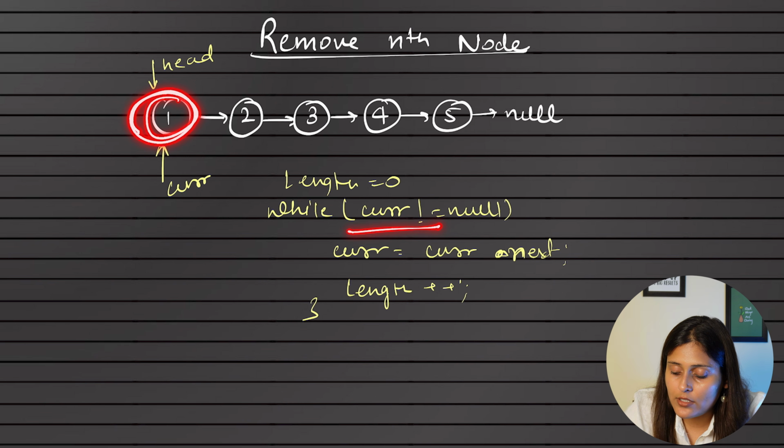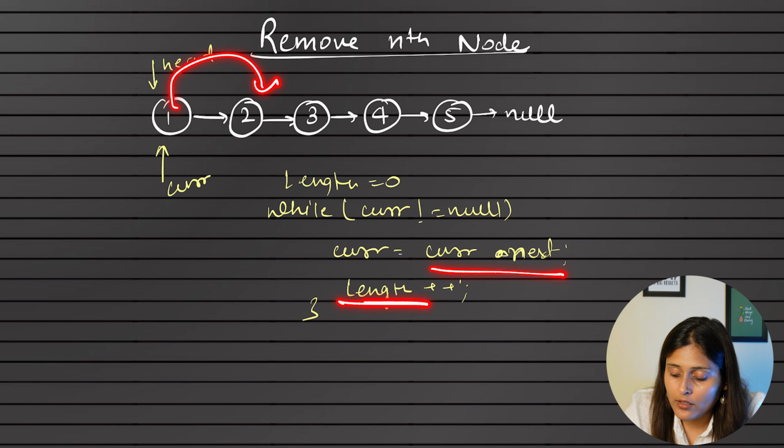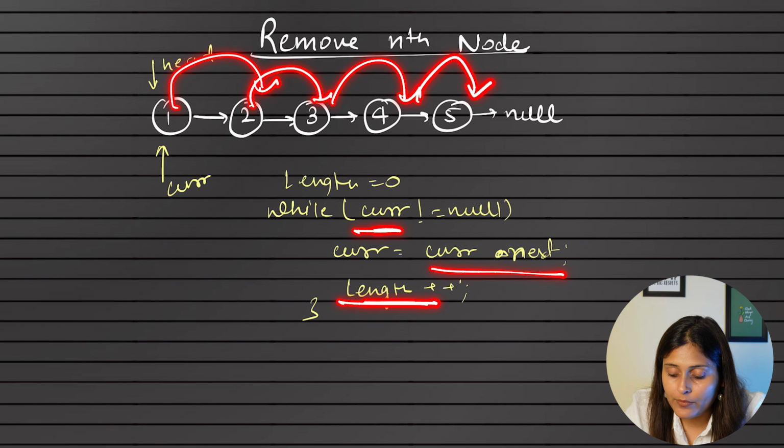Correct? 1. So length is 0. Next time current is equal to current dot next and length 1. Current null? No. Next time 2. Next time 3. Next time 4. Correct? So you can initialize this with 1.